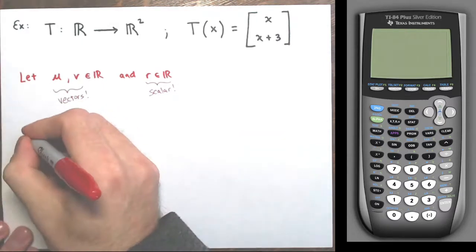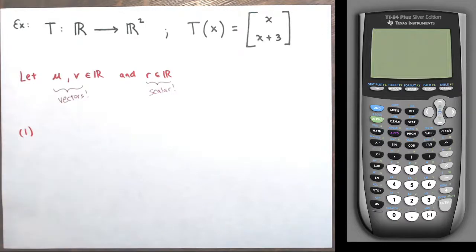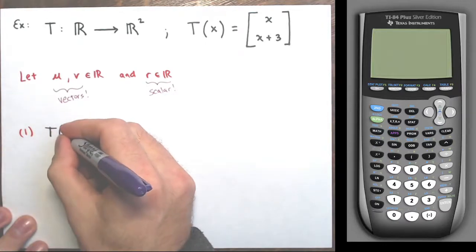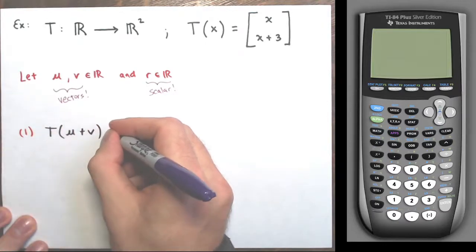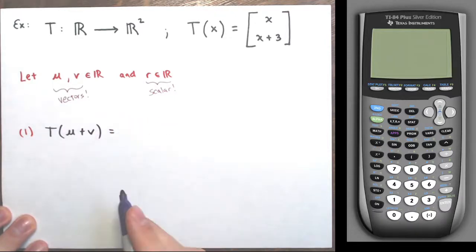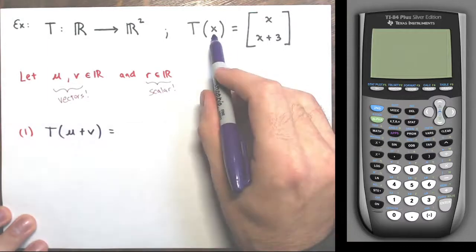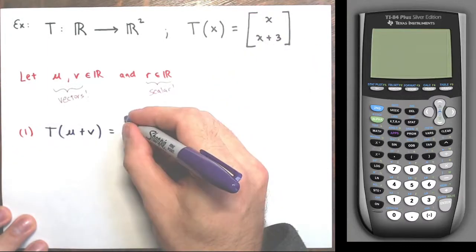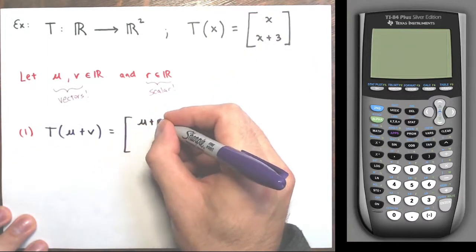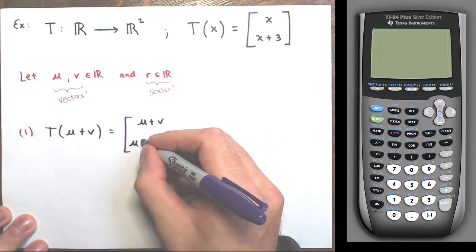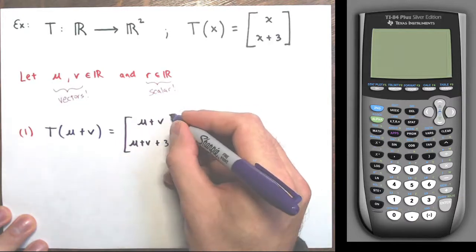All right, so first, the additivity property. What's T of u plus v here? Let's see if I apply this. I do u plus v, whatever that is, and replace x with u plus v. So this will give me the vector u plus v for the first component, and then u plus v plus 3 for the second component.